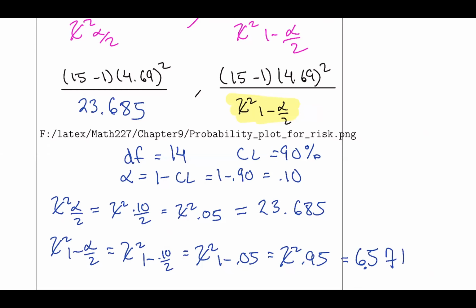So instead of putting chi-square 1 minus alpha divided by 2, I'm just going to replace all of this with 6.571. And now that I have those two values, I can calculate this on my calculator. Any question on how I got this portion of 15 minus 1 times 4.69 to the second power divided by 23.685, or the other one? All right, so I'm gonna calculate this on my calculator. So 14.